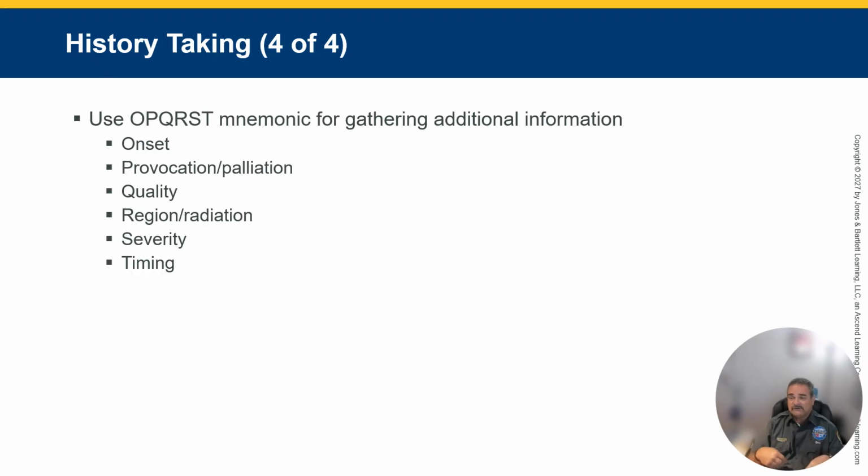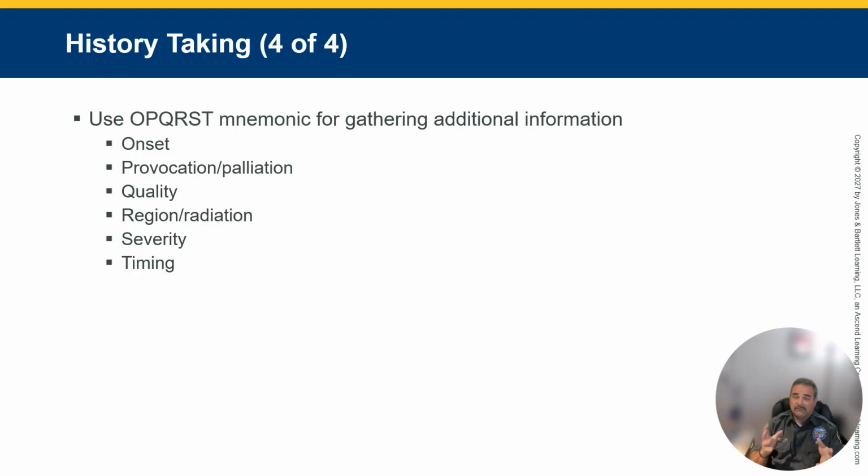Region or radiation: show me where it hurts, point to it, and does it go anywhere? Do you feel it in your shoulder? Do you feel it in your neck? Or does it travel anywhere? And the severity: we use a pain scale of 1 to 10, 1 being no pain, 10 being the worst pain you've ever felt. We always like to qualify a number because as we treat, it may get better. We can report that, especially if you're helping them with their nitroglycerin. If they have chest pain, they may have prescribed nitroglycerin. We'll talk about that later. You're going to assist them with a dose of nitroglycerin, and it may go from a 10 down to a 4. We made a difference there.